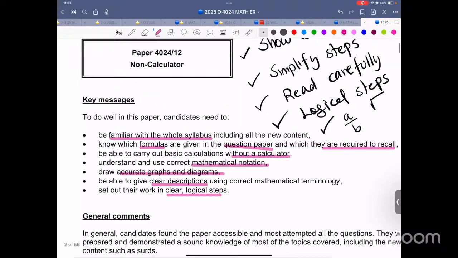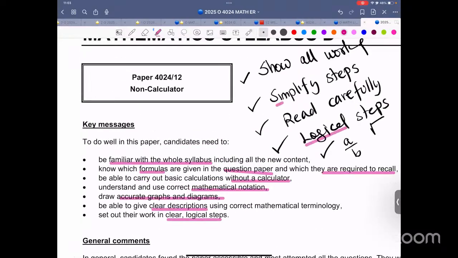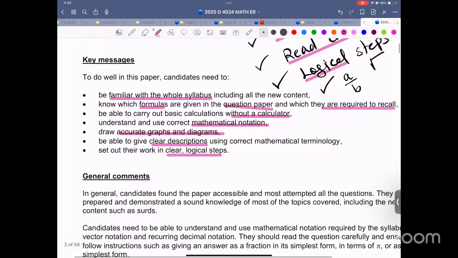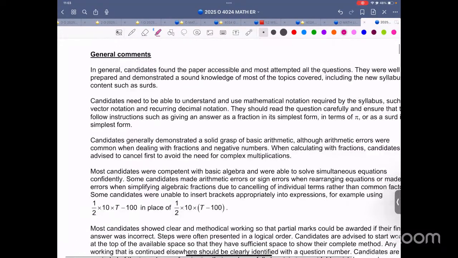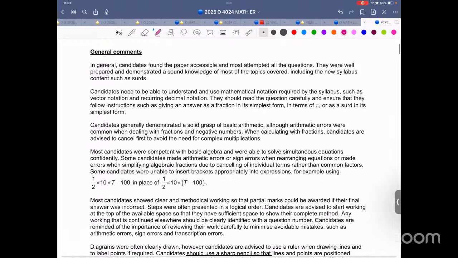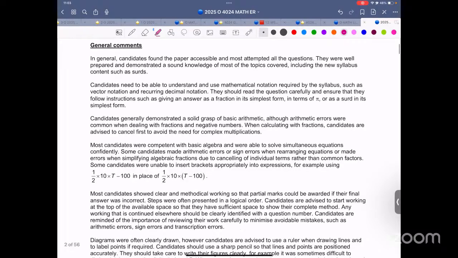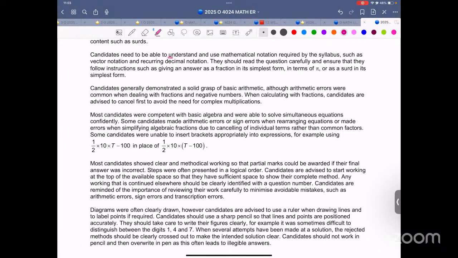So I have written it over here. That is the logical steps, that is simplified steps, that is show all the working, read carefully. In general, candidates found the paper accessible and most attempted all the questions. They were well prepared and demonstrated and so on. Candidates need to be able to understand and use mathematical notation required by the syllabus, such as vector notation, such as recurring decimal notation. They should read the question carefully and ensure they follow instructions.